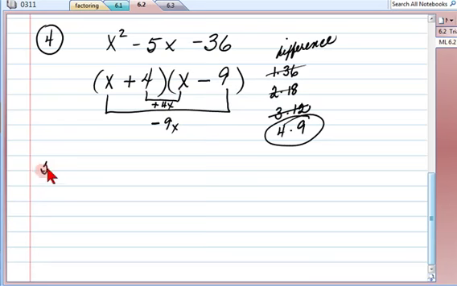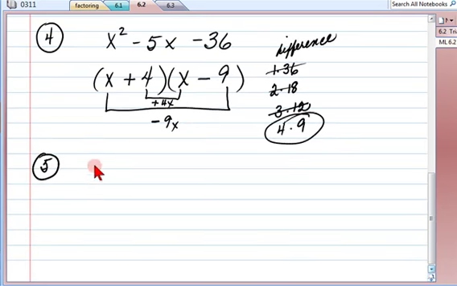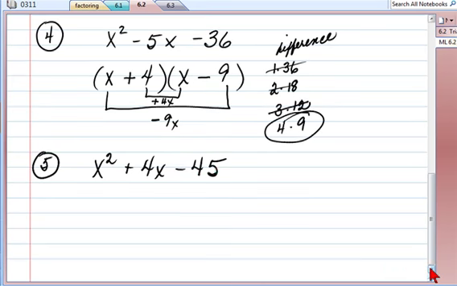Number 5. I would like you to do this one. Would you factor x squared plus 4x minus 45? And I will stay silent for just a minute.